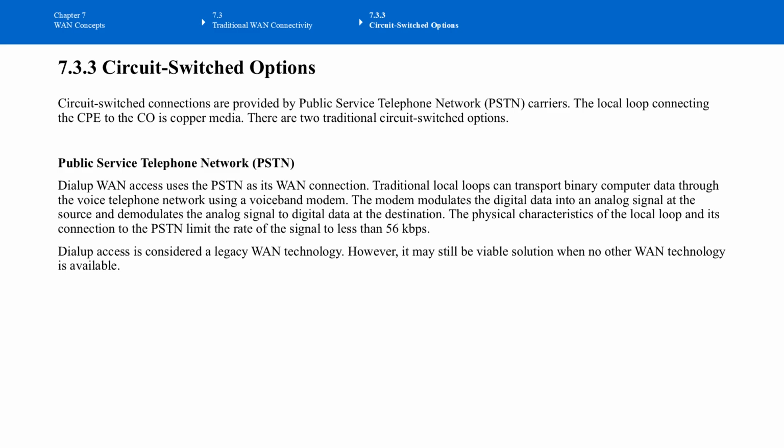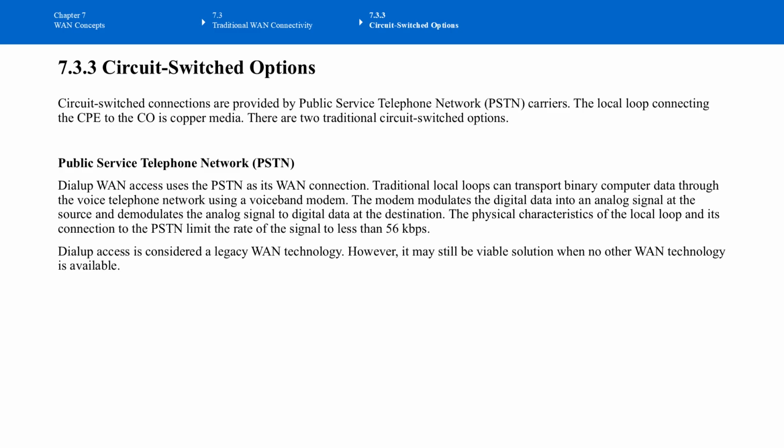A typical connection works like this. The digital signals from the computer are sent to the modem. The signal is then sent to the telephone line, and that signal becomes an analog signal. And then that is sent to the PSTN. The PSTN sends the signal to the modem, and that signal becomes digital again, and reaches the remote network.